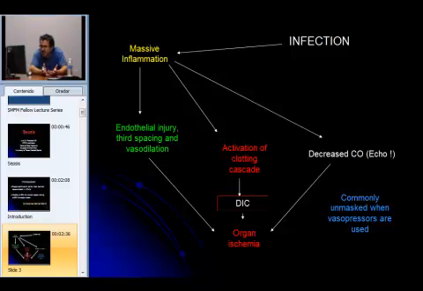And if you activate this clotting cascade and you start generating thrombin all around your microvasculature, then that's nothing but DIC. Now, DIC in this setting is not going to manifest as hemorrhage.